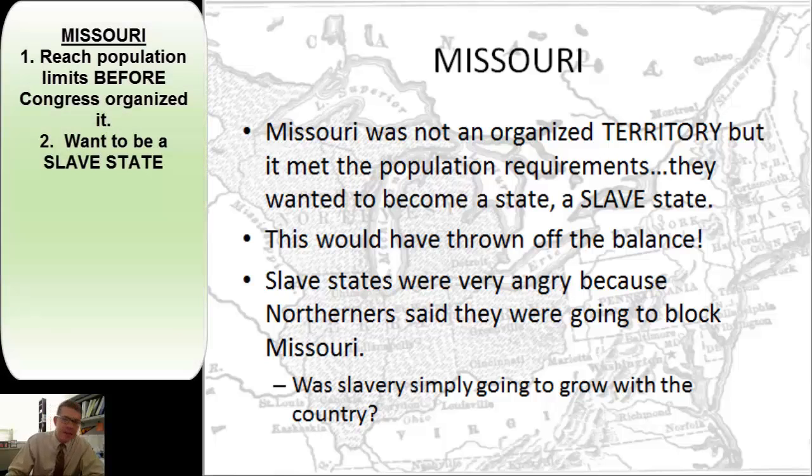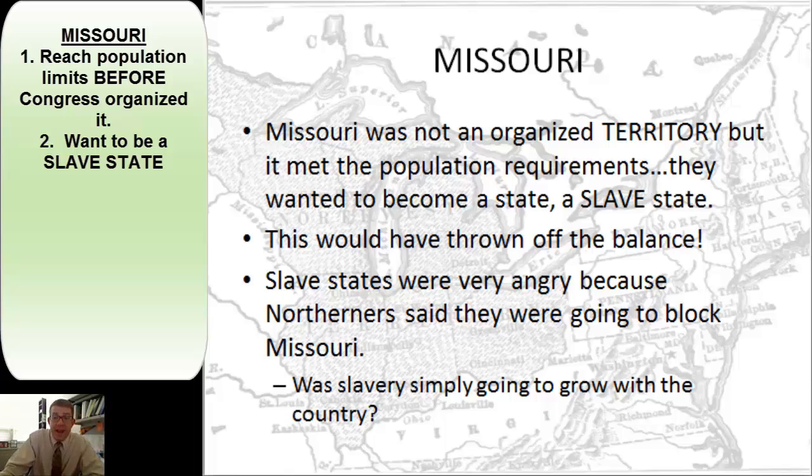The problem with that is, and this is where we're really going to get into those numbers tomorrow, that this would have thrown off the balance. And the slave states, they get angry because Northerners were like, no, that can't happen. We don't want there to be more slave states than there are free states. And so they started to try to block Missouri.